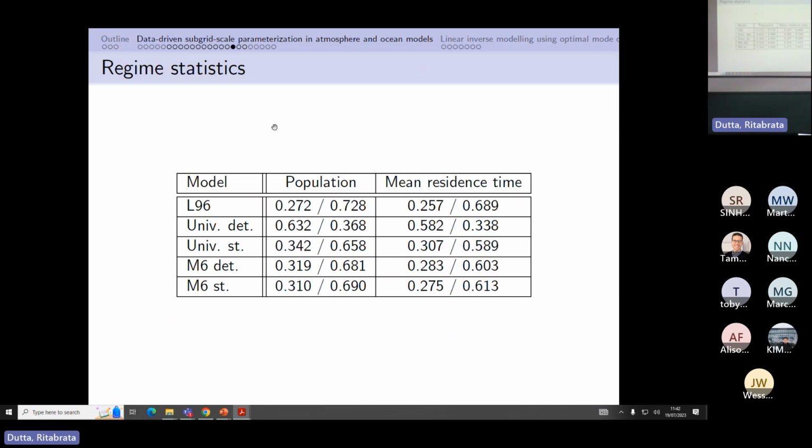In particular, the deterministic stuff is quite off. But even the stochastic stuff has some error, and we get a correction here, a better behavior. And that's the mean residence time in each of the regimes. And again, the same picture, we get a clear improvement with our method.